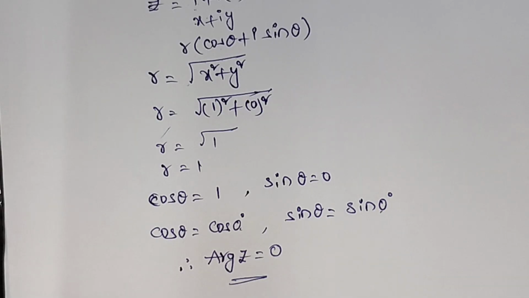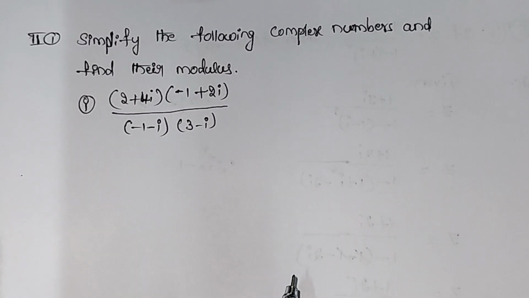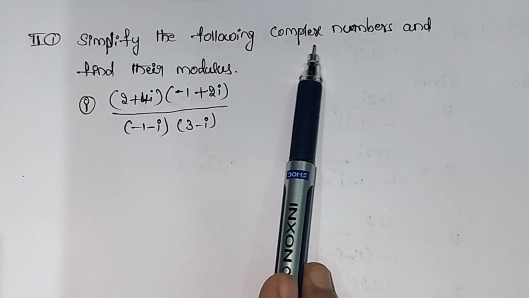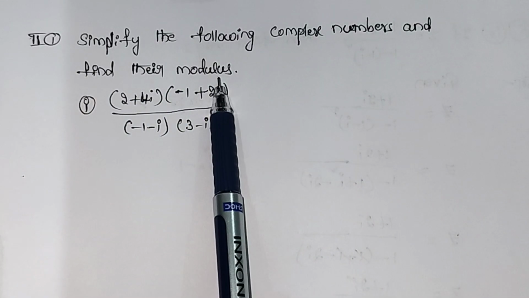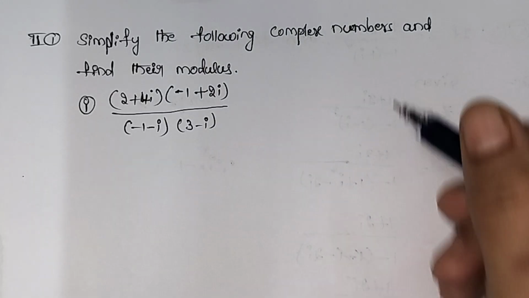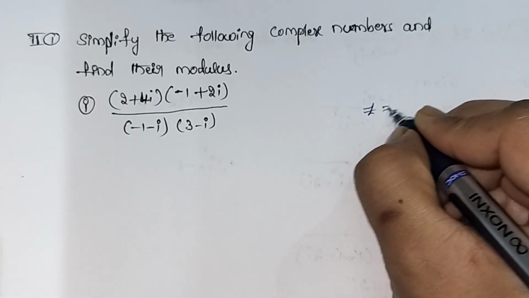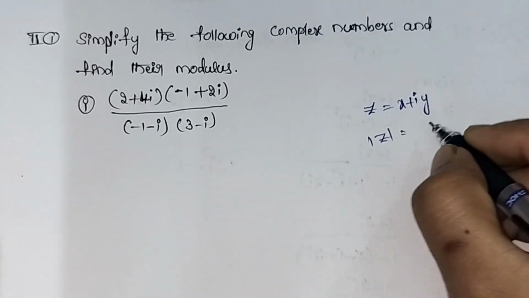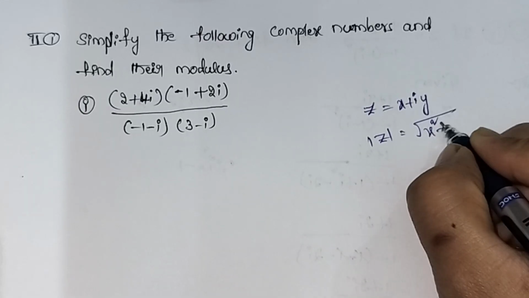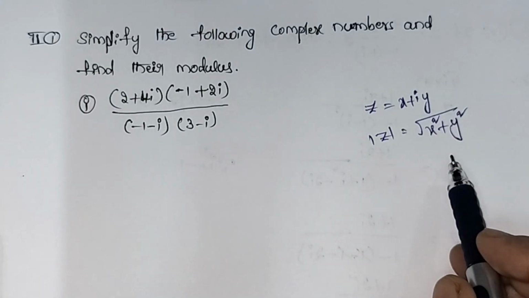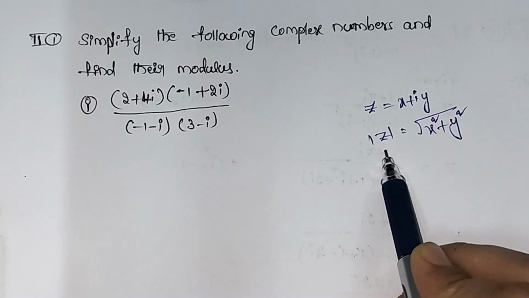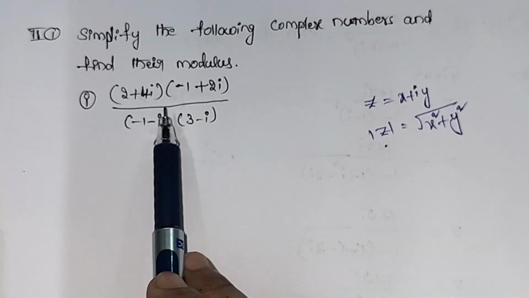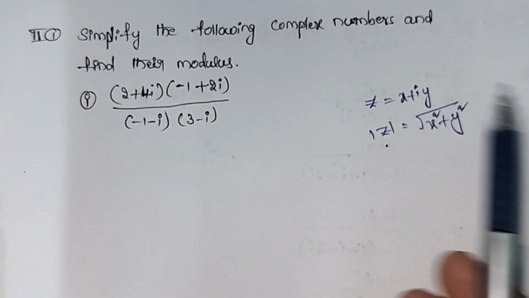See the next problem, second bit, first one: simplify the following complex numbers and find their modulus. Modulus means, for example, z is equal to x plus iy. Mod z is equal to under root of x square plus y square. So we need to find the modulus of this one.